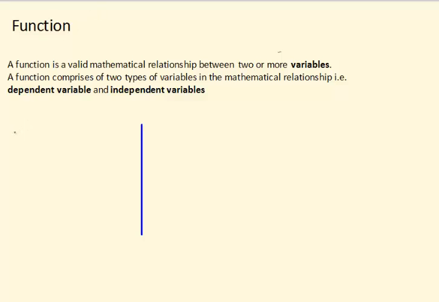Hi, today we will talk about function. A function is a mathematical relationship between two or more variables. It comprises two types of variable, a dependent variable and an independent variable in a mathematical relationship.